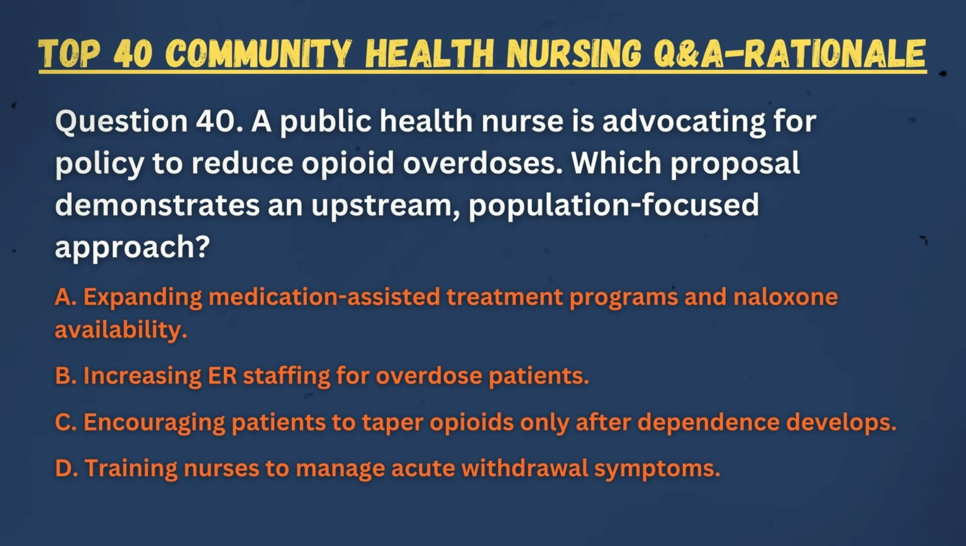Question 40. A public health nurse is advocating for policy to reduce opioid overdoses. Which proposal demonstrates an upstream, population-focused approach? A. Expanding medication-assisted treatment programs and naloxone availability. B. Increasing ER staffing for overdose patients. C. Encouraging patients to taper opioids only after dependence develops. D. Training nurses to manage acute withdrawal symptoms.